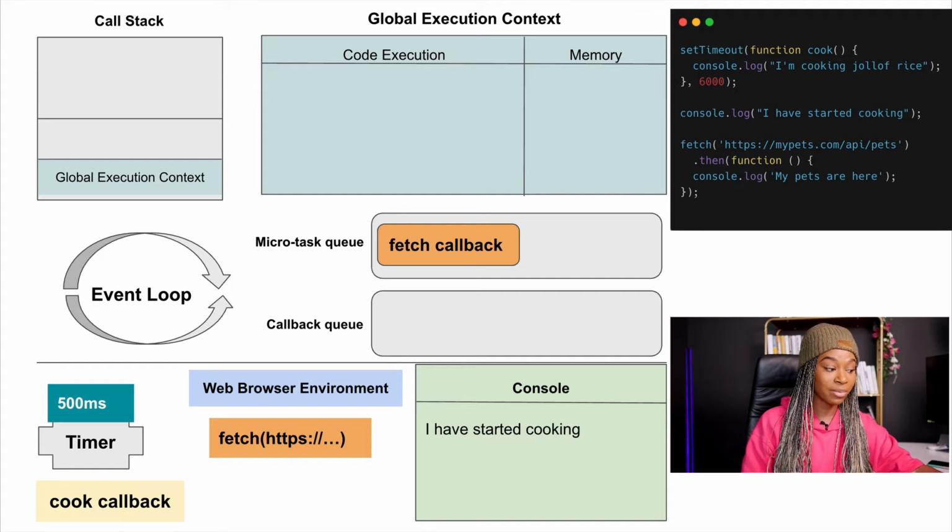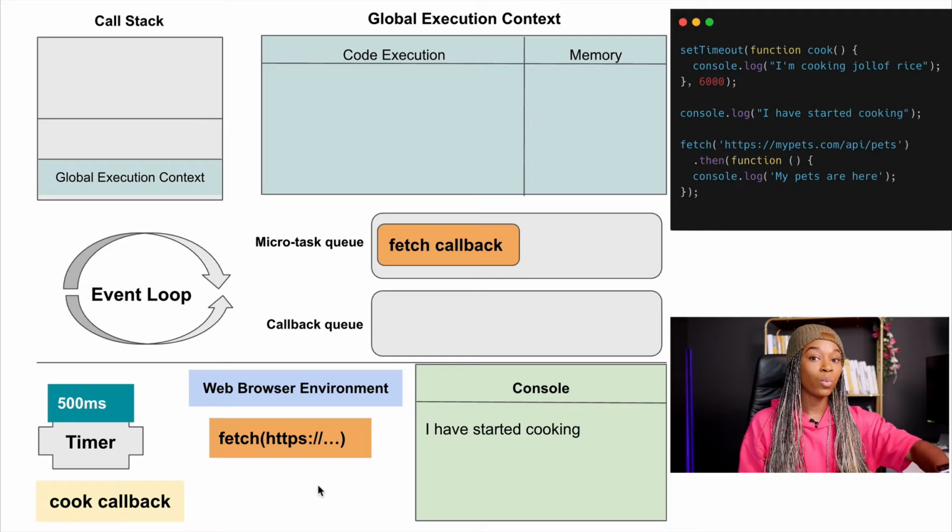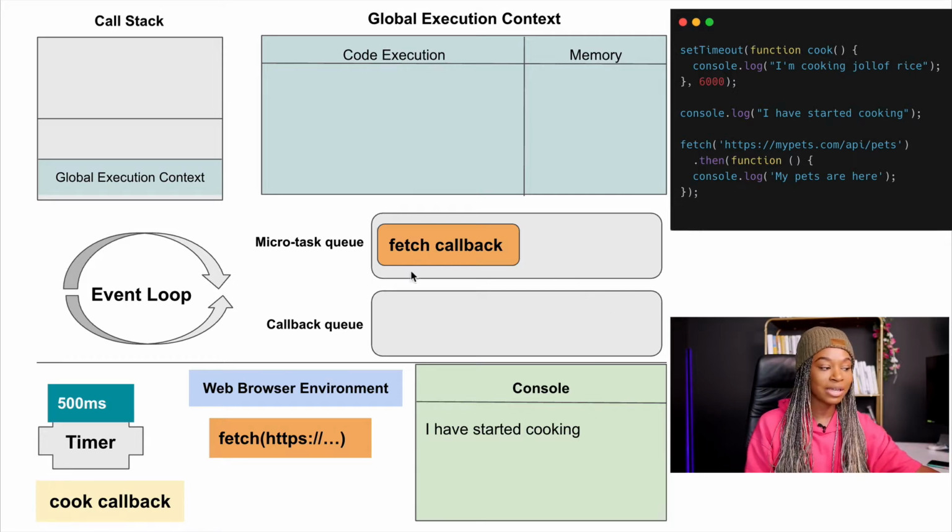I know I haven't talked about the microtask queue or the callback queue, but this is very key. This is very important, so please pay attention. The fetch callback has now moved from the web API environment to our microtask queue, right? Now let's say our timer is up as well. The timer has expired. It has finished its countdown. Now cook callback is ready.